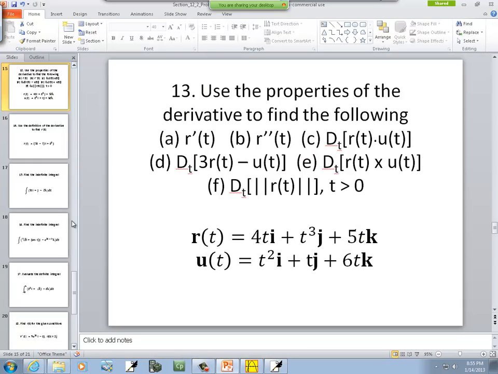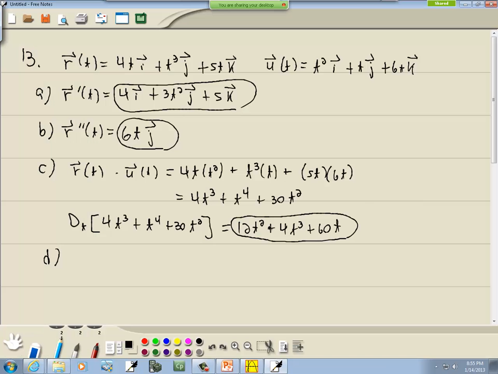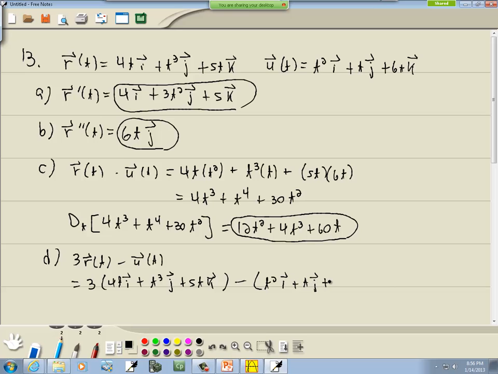Now D says we got 3 times r minus u, and then we want to take the derivative of it. So let's first find 3 times r minus u. And these are, okay, no derivatives. Well, we got 3 times r, which r is this up here. So we got 4ti plus t to the third j plus 5tk minus u. And u was t squared i plus tj plus 6tk.